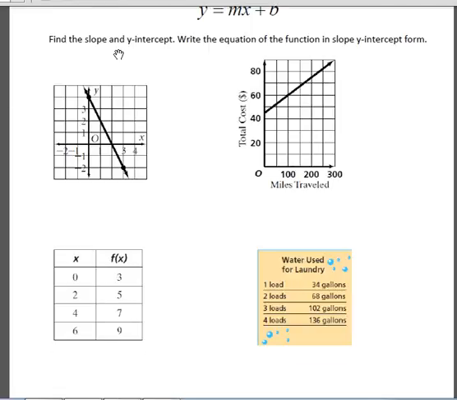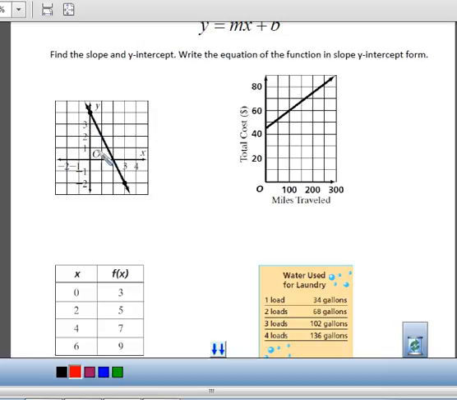We are going to find the slope and y-intercept and then write an equation of the function in slope-intercept form. So the first example I have is a graph. To find the y-intercept, I just look where the line crosses the graph, and it's here at the point (0, 4). And the number 4 is what I want. That is my b. That's my y-intercept. Now, to find my slope, I'm going to do change in y over change in x, or rise over run, whichever strategy you prefer.